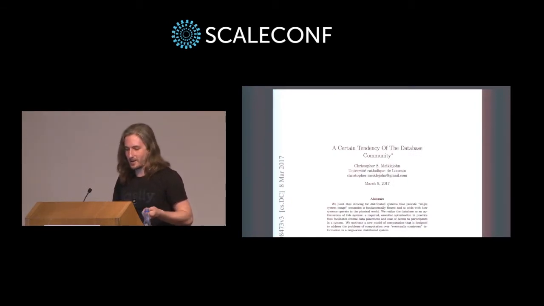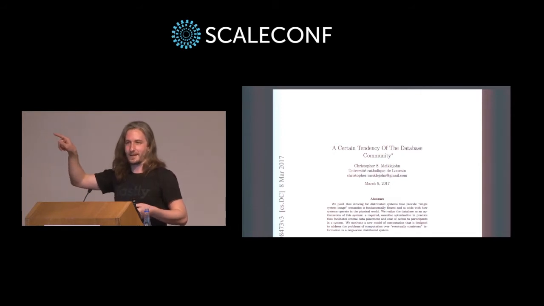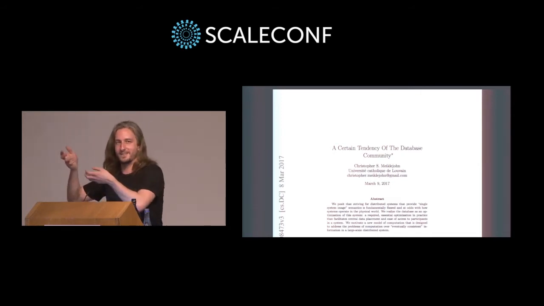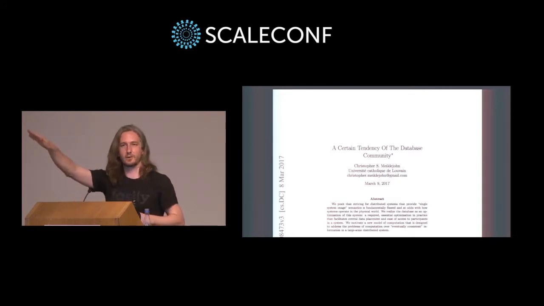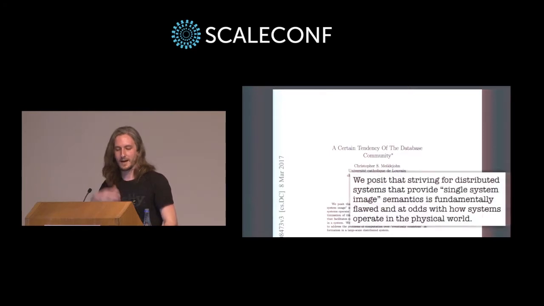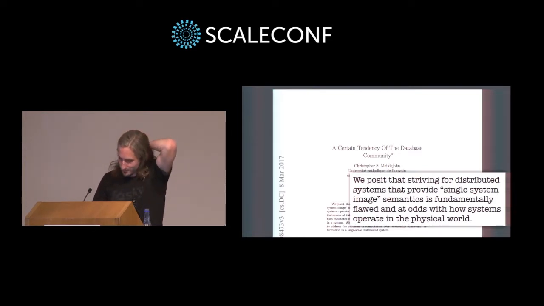So as I was writing this talk, I was reminded that a friend had written an article exactly about what I was just talking about, so I felt like I should probably put it up here because I feel like a jerk for stealing his ideas. And in retrospect, I probably should have just put all of his stuff up on the screen. But right, he describes this as: we posit that striving for distributed systems that provide single system image semantics is fundamentally flawed and at odds with how systems operate in the physical world. So essentially, that is the ultimate problem that we're talking about.